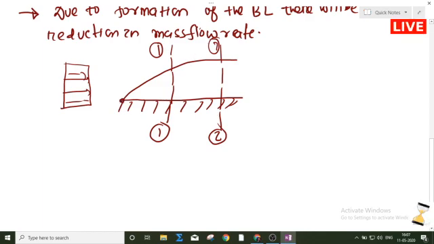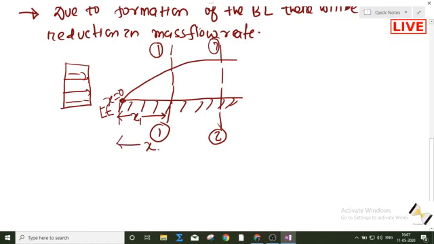Suppose this point is called the leading edge, where x is equal to 0. Suppose I am choosing section 1 at a distance x1 from this leading edge, and I am choosing section 2 at a distance x2 from the leading edge. So what I am trying to say is that the rate of mass flow gradually decreases due to the formation of the boundary layer.